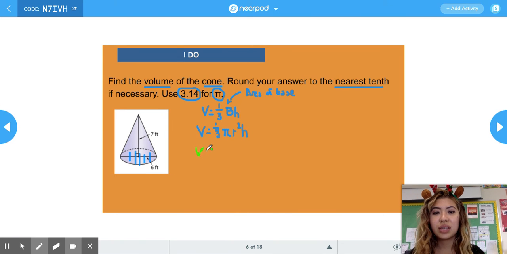So we have V is equal to 1/3. Pi, we're using 3.14. In this case, in this diagram, we're given the diameter, not the radius. So if our diameter is 6 feet, then our radius has to be half of that. Half of 6, or 6 divided by 2, is 3. So we have 3 feet.